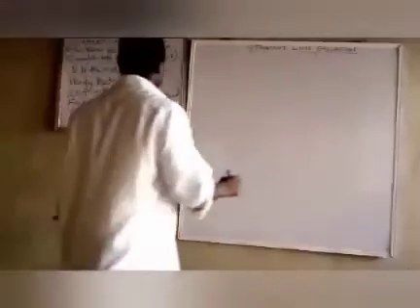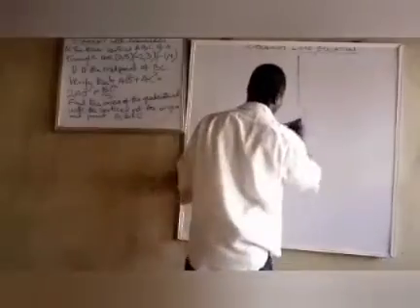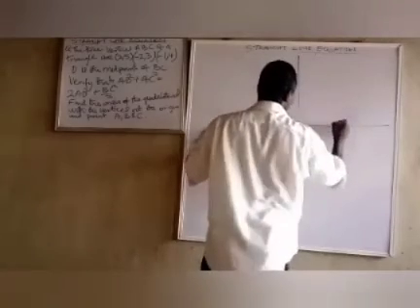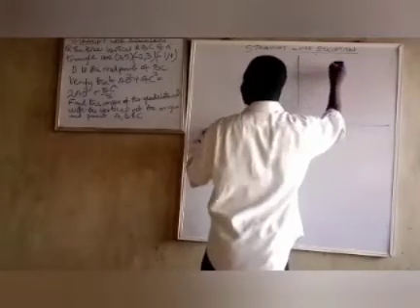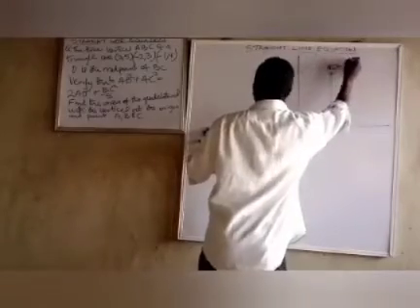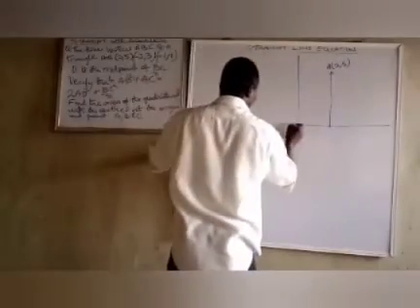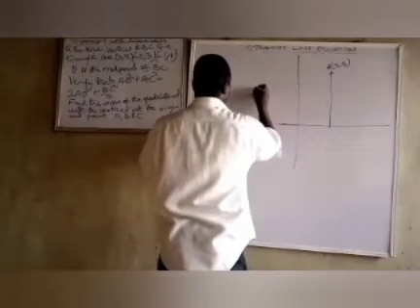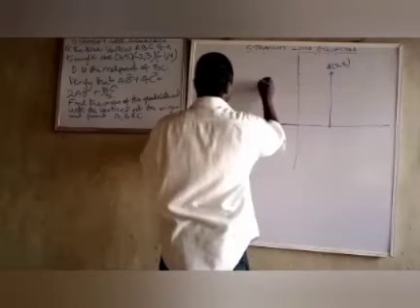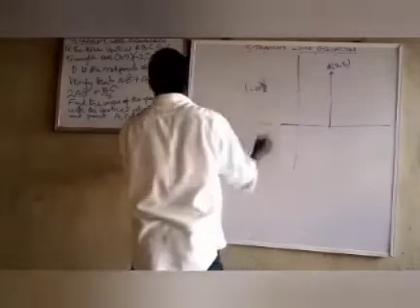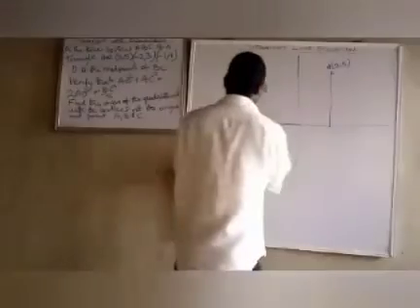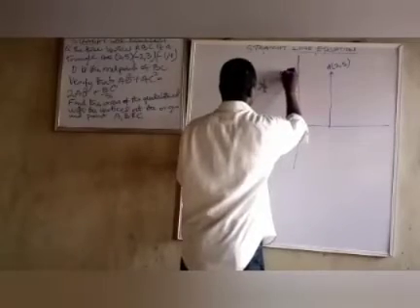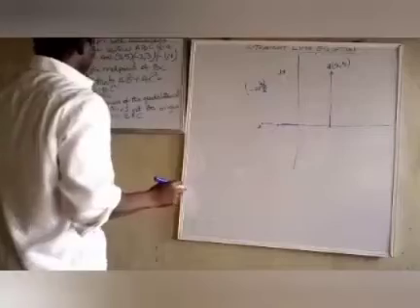Let's draw the diagram to represent this. The first point is 2, 5. That's A. The second point is minus 2, 3. B. And the third point is minus 1, 4. And so we have a triangle like this.